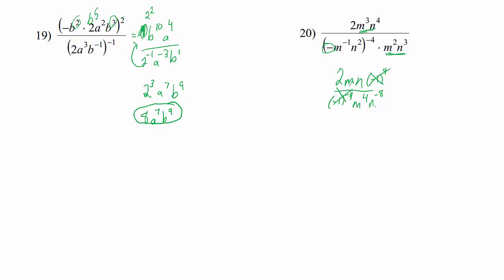Then I just need to take care of the m's and n's. So the m to the first, m to the fourth will be m to the negative third, n to the first, and n to the negative 8. I'm minusing a negative 8, so that's n to the 9th. So the m moves down, everything else stays on the top.